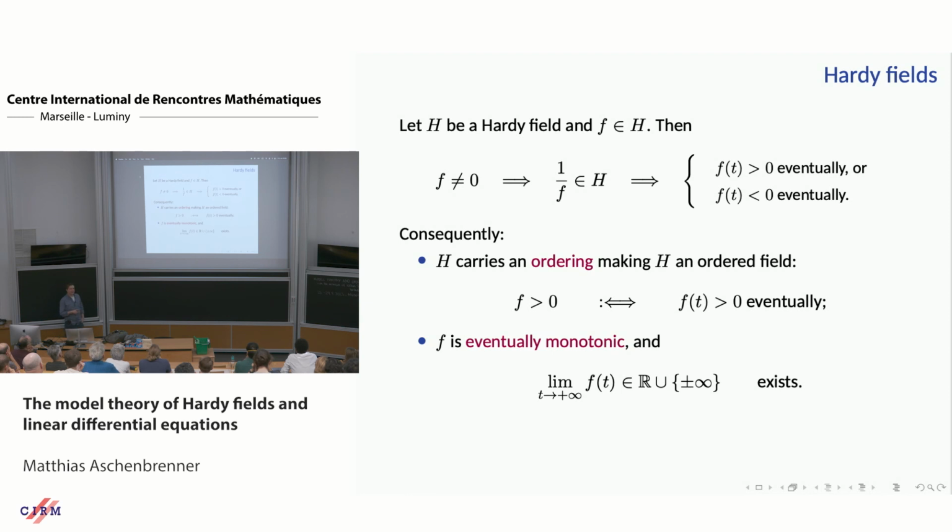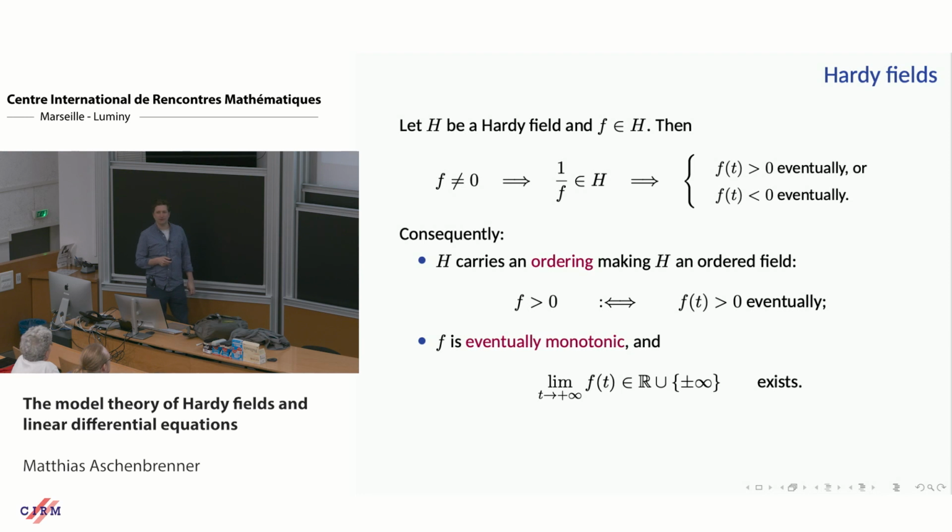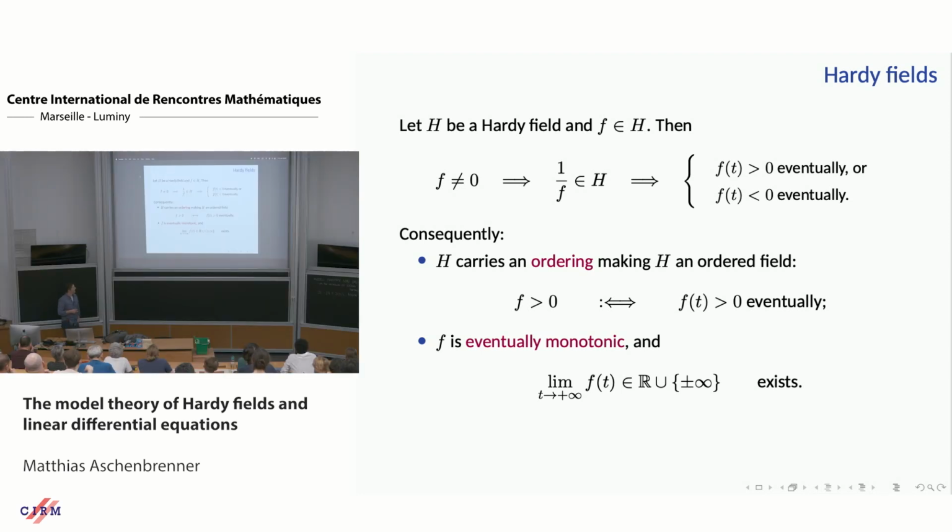Now you can also play the same game that we just played with f, with the derivative of f, because the derivative of f is also supposed to be in H. So if it's not 0, its sign has to be either always bigger than 0 or always negative. So this means that the germ f is eventually monotonic, because of the behavior of the derivative. So this means the limit as t goes to infinity of f(t) has to exist in the extended real line.